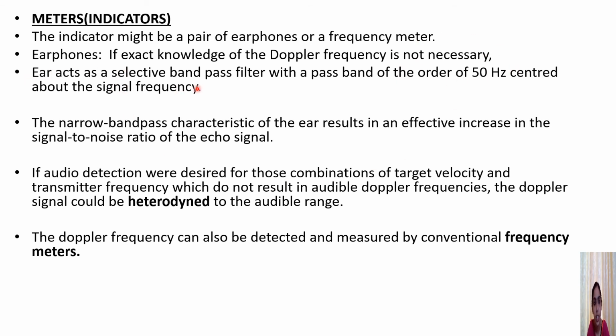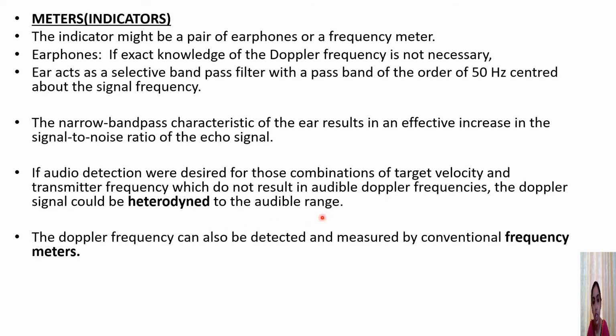Our ear acts as a selective bandpass filter with a passband of the order of 50 Hz, which can be centered above the signal frequency. So the narrow bandpass characteristic of the ear results in an effective increase in the SNR of the echo signal. If audio detection is desired, but the combination of target velocity and transmitter frequency does not result in an audible frequency, then we could properly heterodyne it to the audible range.